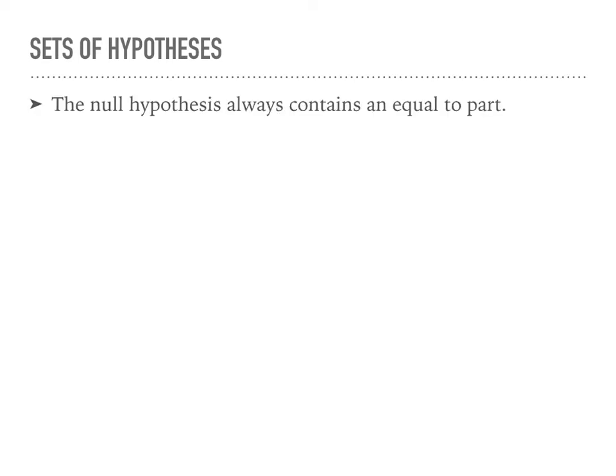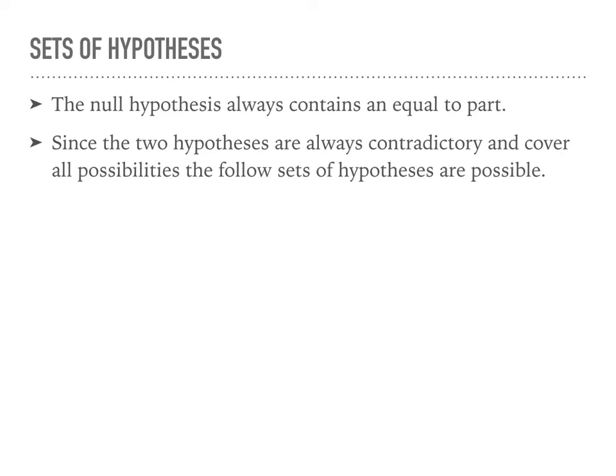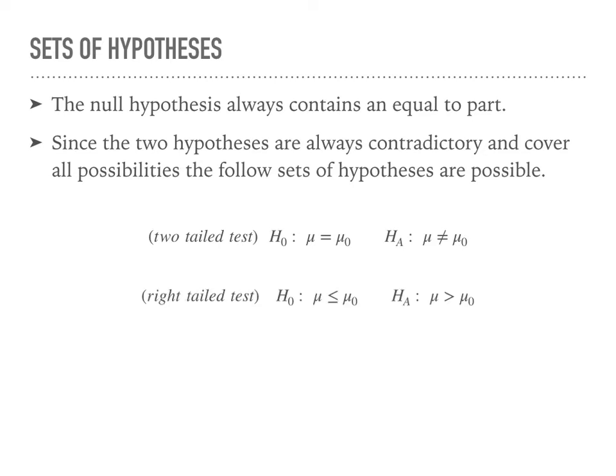Now, the null hypothesis will always contain an equals part. And since the 2 hypotheses are always contradictory and cover all possibilities, the following sets of hypotheses are possible. A two-tailed test, where we have an equal sign in the null hypothesis and a not equal sign in the alternative. A right-tailed test, where the null hypothesis has a less than or equal to sign, and the alternative hypothesis has a greater than sign. Or a left-tailed test, where the null hypothesis has a greater than or equal to sign, and the alternative hypothesis has a less than sign.